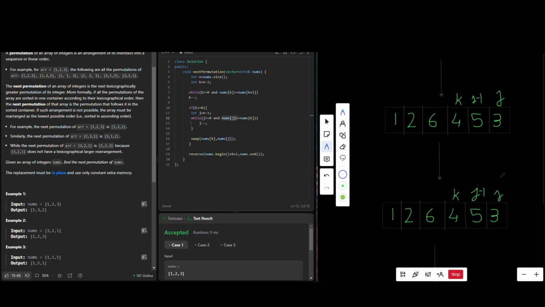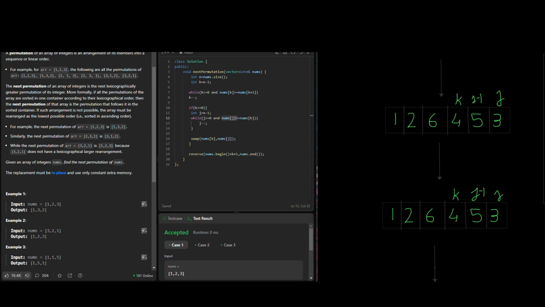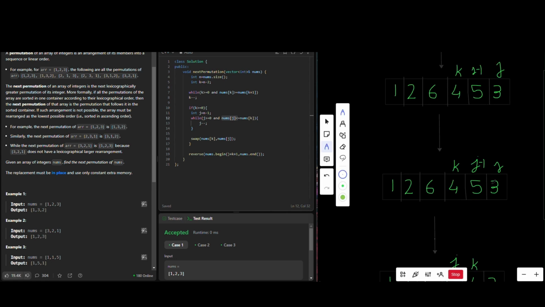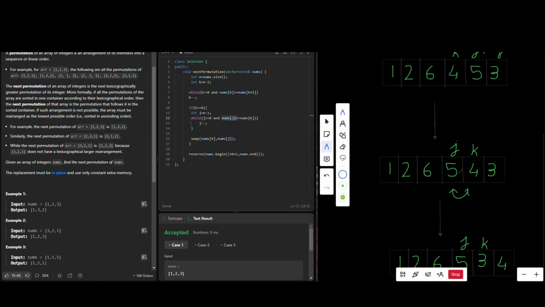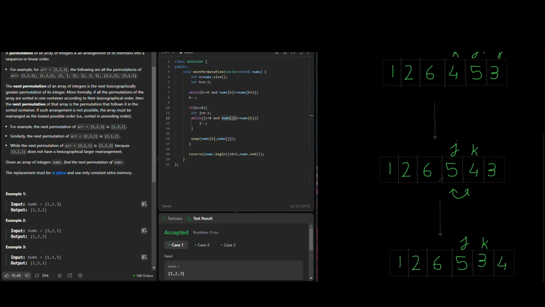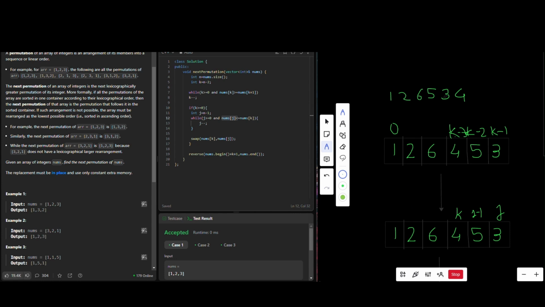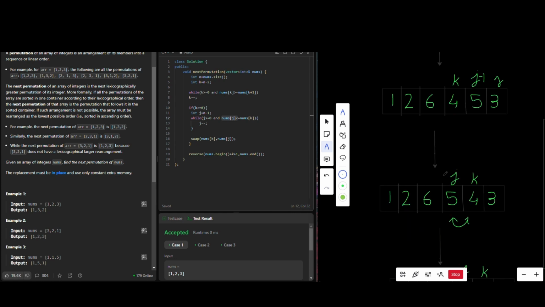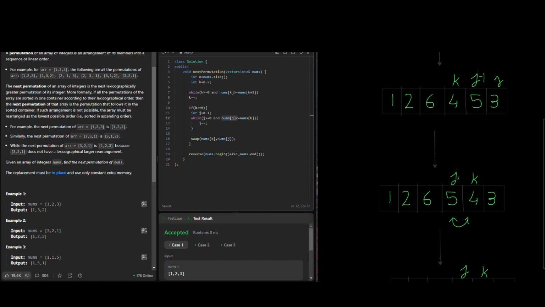So what we'll do here is swap them. Once we hit a number which is just larger than the number at k, we'll swap it with the given number at this place. So we'll swap both those numbers. The permutation that we get here is 126543, right? So now we got this permutation. As we discussed above, 126534 is what we are looking for, but this is not the one. That's the next lexicographically greater permutation.